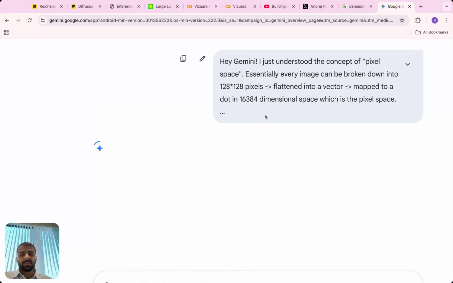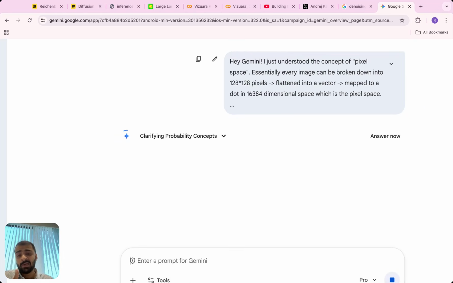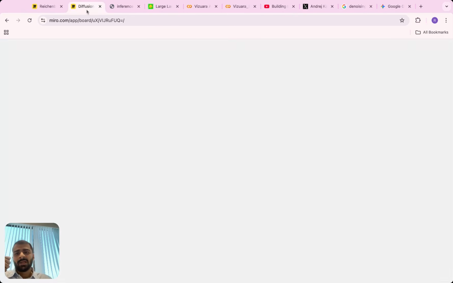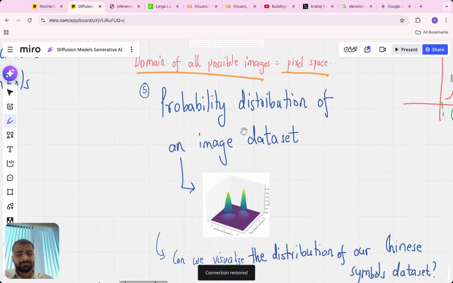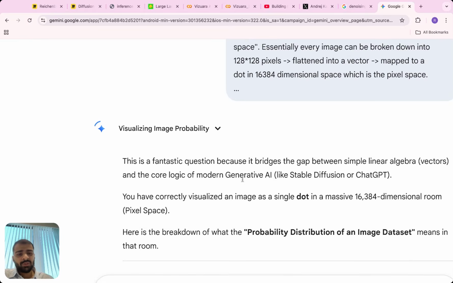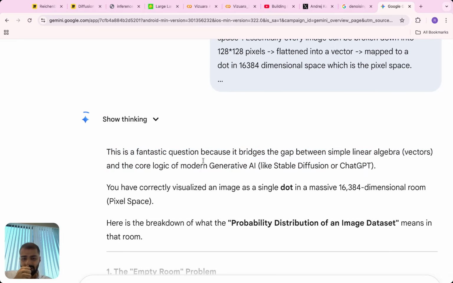Let's see. So the reason I'm showing this to you is because I want this learning material to be scalable for you when you're learning new courses or new material, because this is how I learn things in depth. I don't get satisfied with things at a surface level or at an immediate level, but I want to dive deeper. So let's see. This is a fantastic question because it bridges the gap between linear algebra and the core logic of modern generative AI.